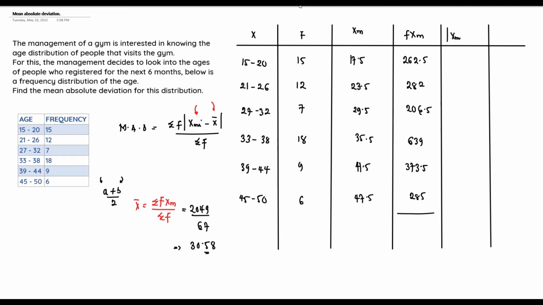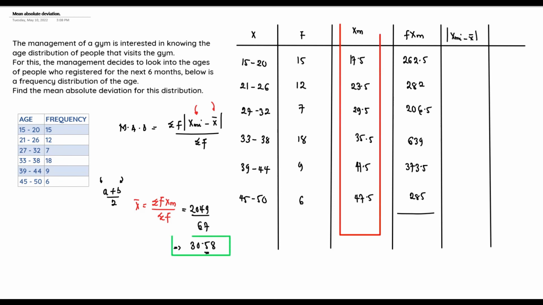So we have xmi minus x bar, and that simply implies that any negative sign we have becomes positive. So 17.5 minus 30.58 becomes minus 13.08, but we have a modulus sign right here, so it becomes 13.08. We have 23.5 minus 30.58, that is minus 7.08, but it becomes positive, so we have 7.08. We have 29.5 minus 30.58, that is going to be 1.08.